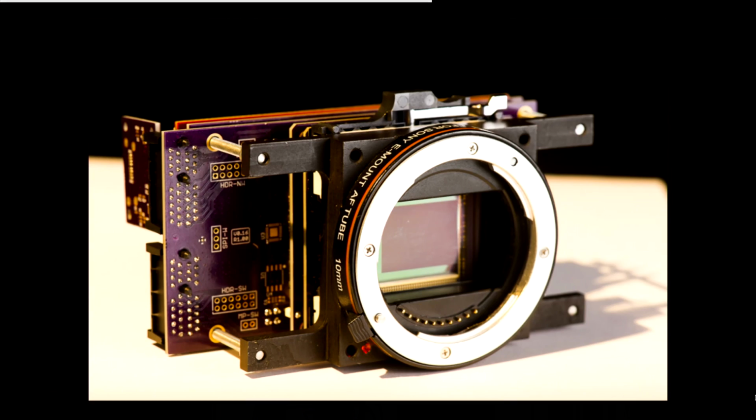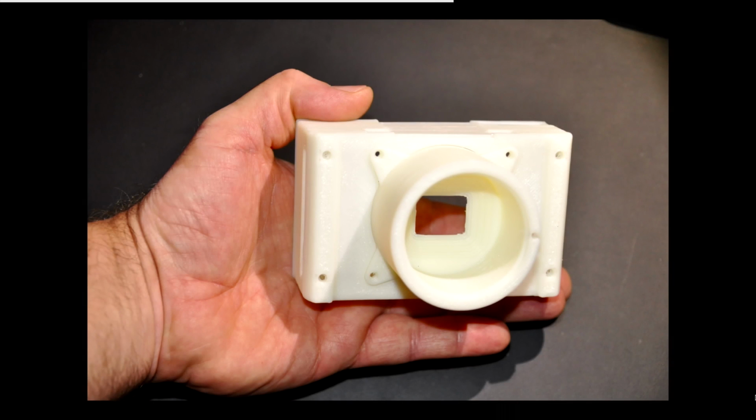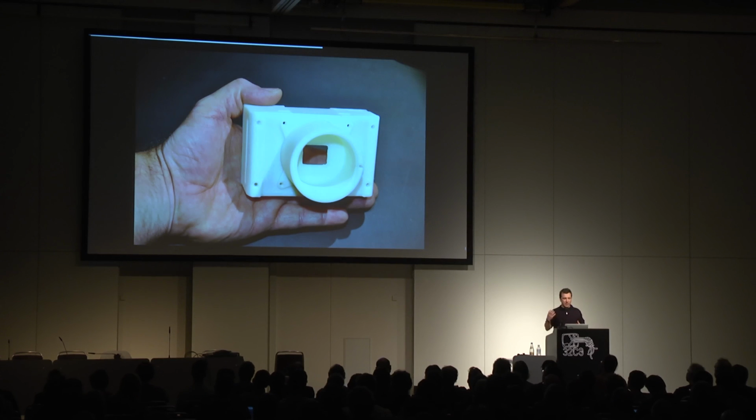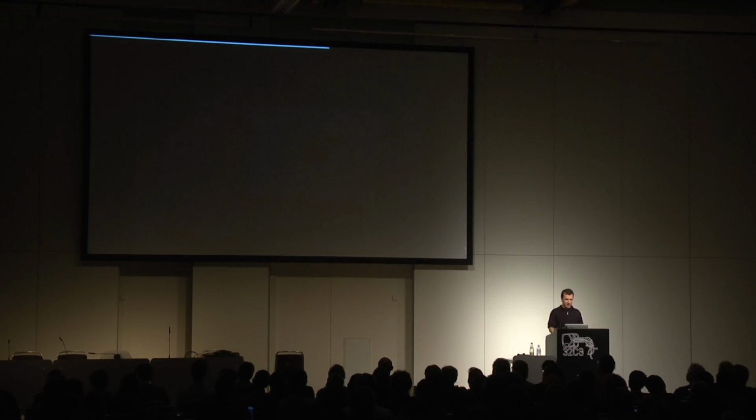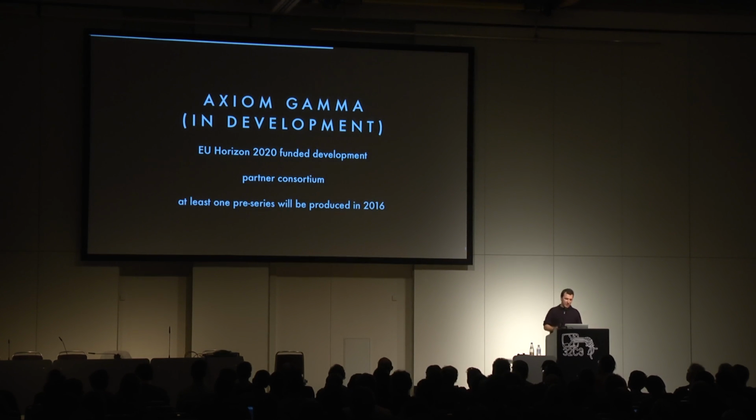So here you see how it currently looks without the enclosing. And since, of course, we have 3D printers around, we also tried to 3D print one enclosure. So the idea is also to have different enclosures, different materials of enclosures, all these kinds of aspects.